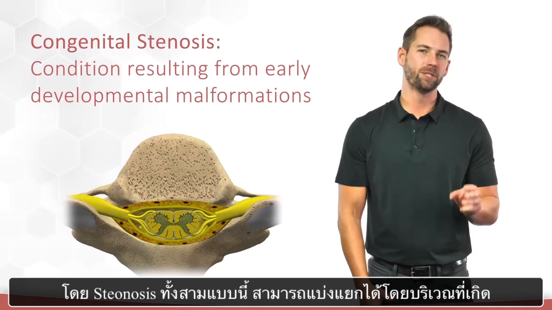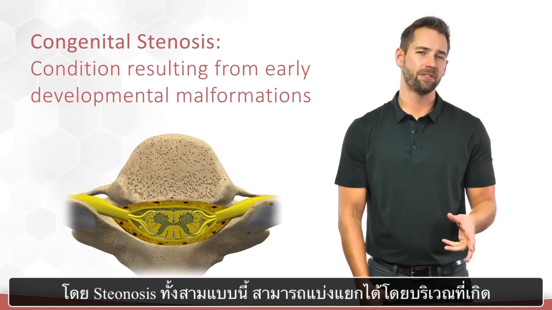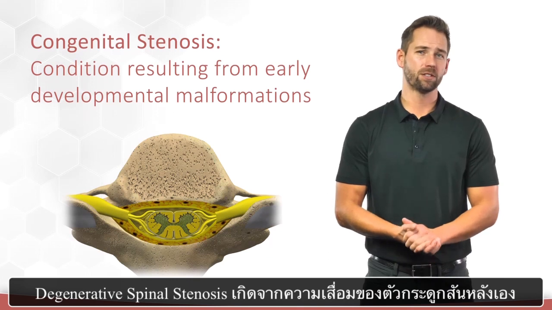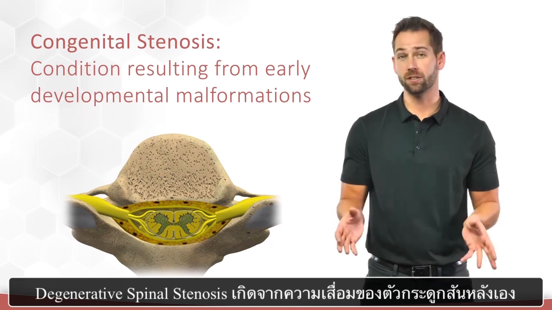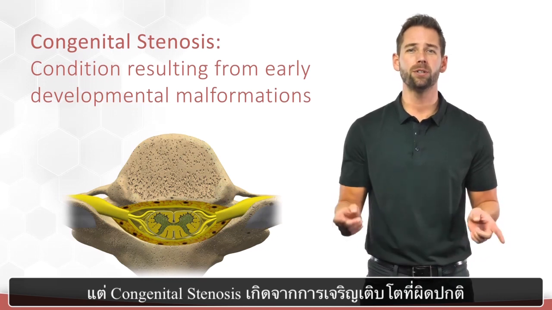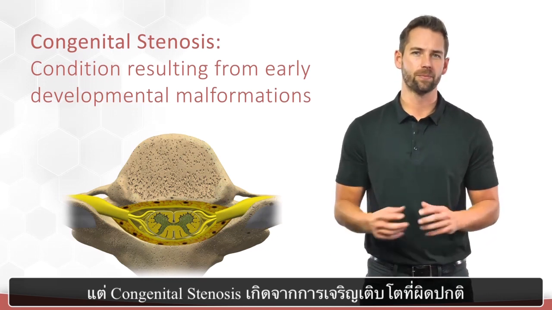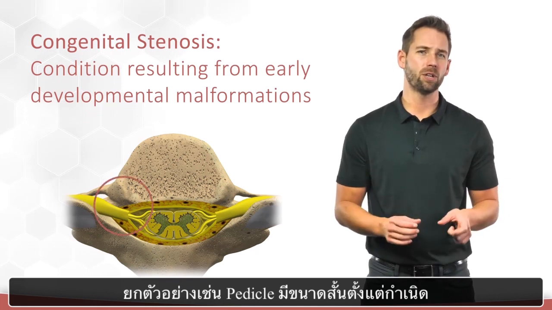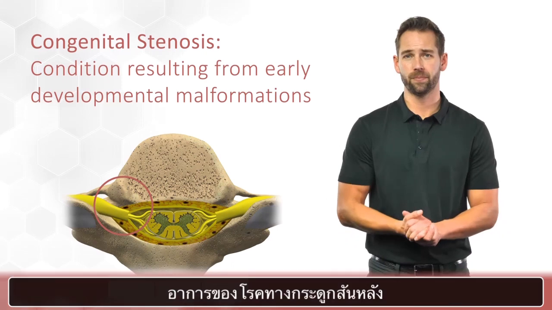All three forms of stenosis can be further classified by etiology. Degenerative spinal stenosis is acquired through progressive degenerative changes, whereas congenital spinal stenosis is a condition resulting from early developmental malformations. One example would be congenitally shortened pedicles resulting in reduced canal volume.